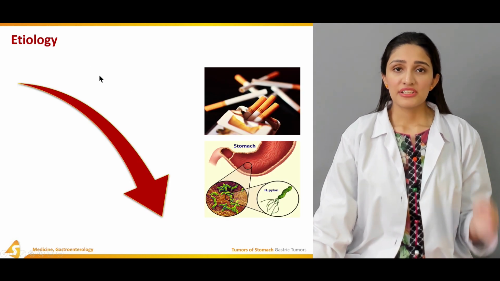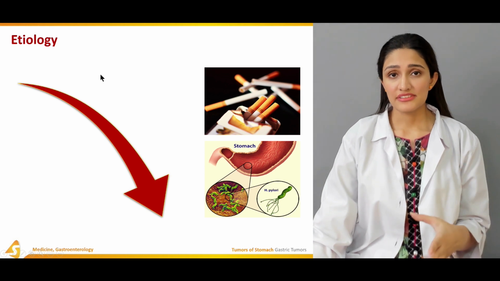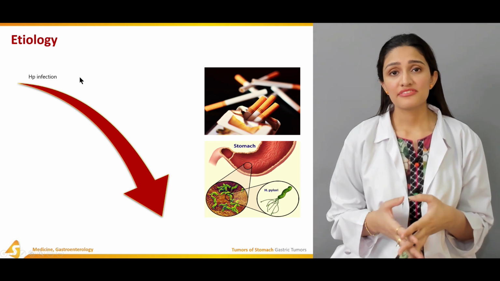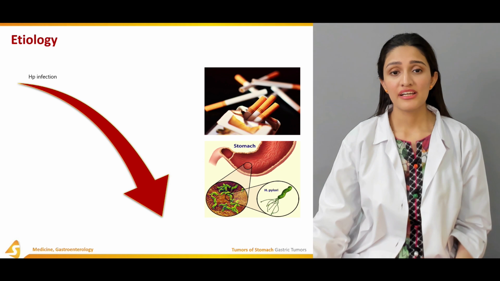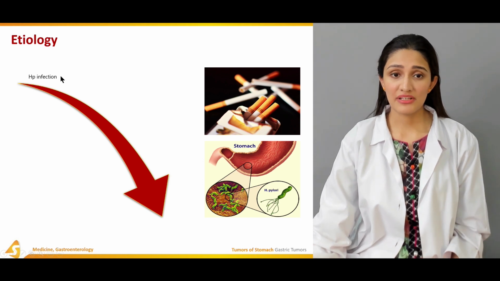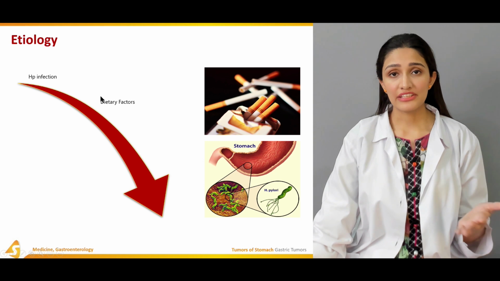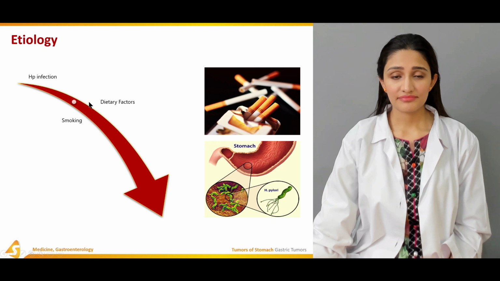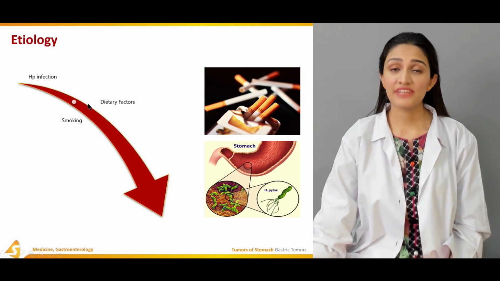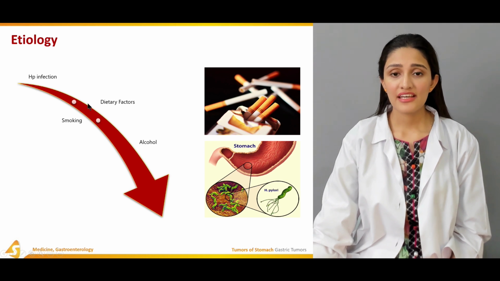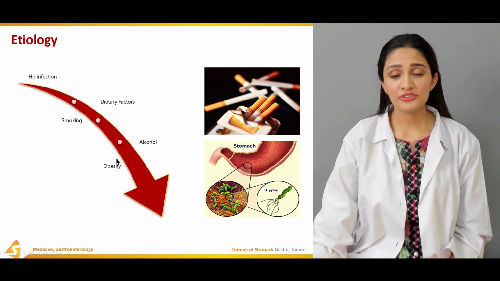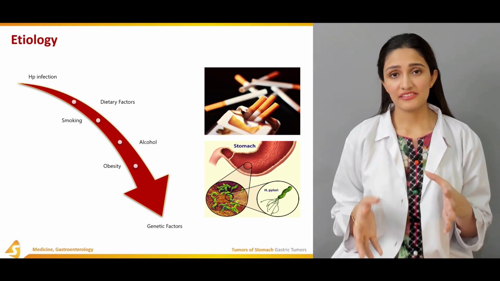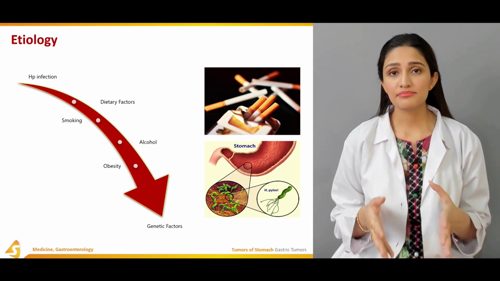So what are the factors that cause gastric cancer? First, Helicobacter pylori infection, which is worldwide known and causes infection within the stomach. The second being different types of dietary factors that are harmful and predispose to gastric cancer. Third, smoking. Smoking is very injurious and has carcinogenic effects. Fourth, alcohol intake. Fifth, obesity. And lastly, there are different types of genetic factors that are involved in predisposing to the development of gastric cancer.